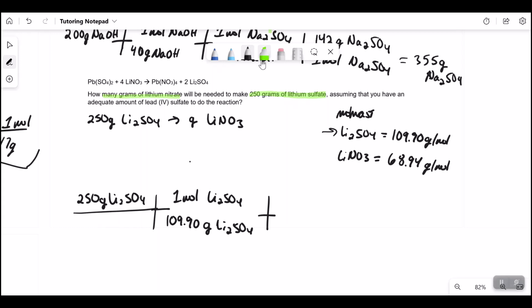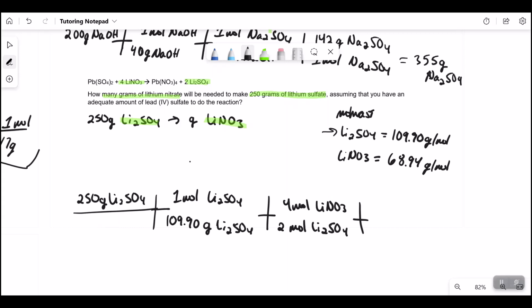And if we look back at our balanced equation, we're looking at these two. So we have 4 moles of lithium nitrate to 2 moles of lithium sulfate. So when we're doing our balanced equation, we want our lithium sulfate to cancel. So we would have 2 moles of Li2SO4 to 4 moles of LiNO3.